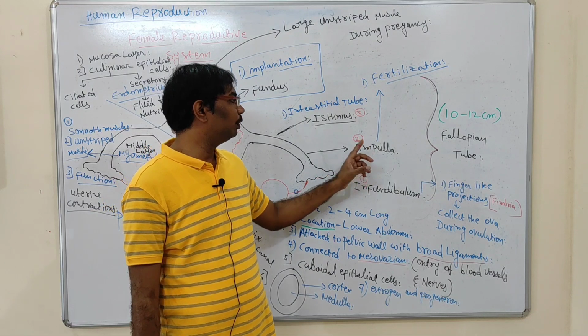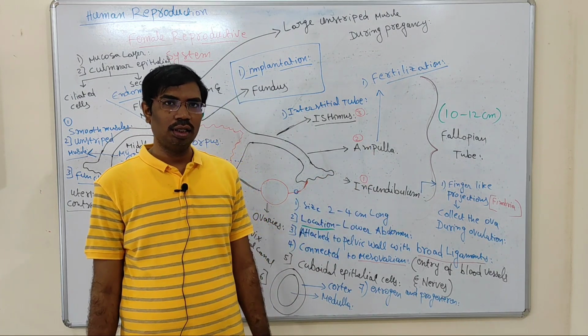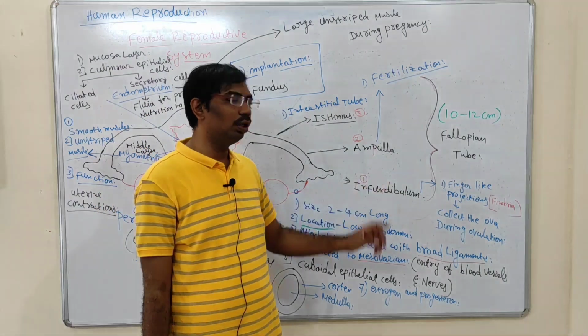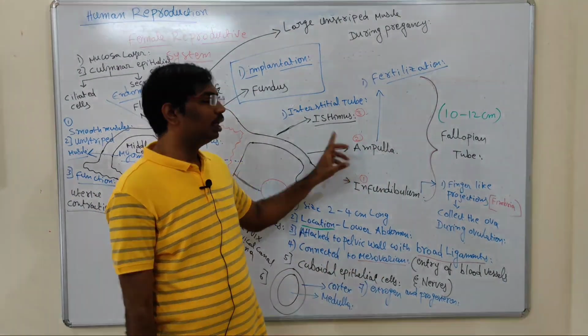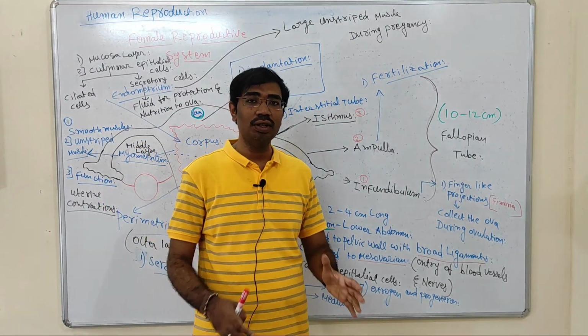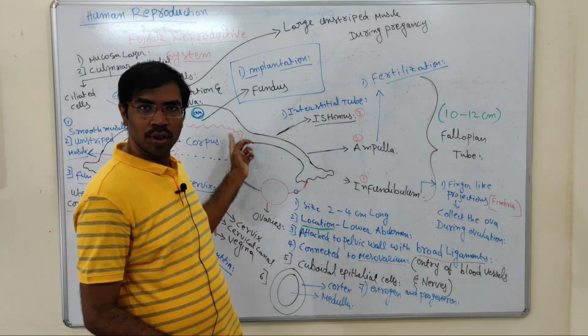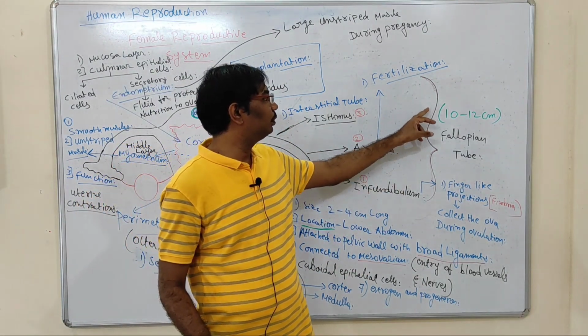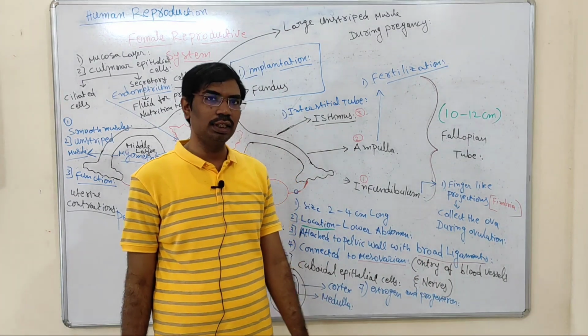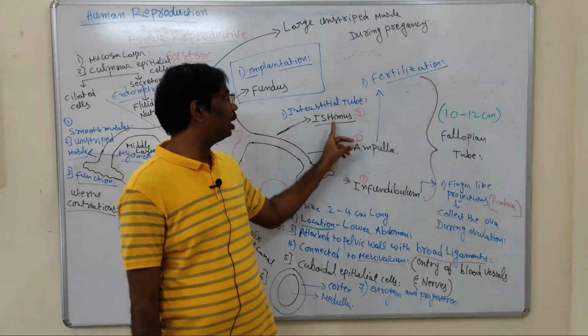The first part of the fallopian tube is the infundibulum. The second part is called the ampulla, and the ampulla is for fertilization. Then the isthmus, which is called the interstitial tube, is connected to the uterus. The length of the fallopian tube is 10 to 12 centimeters. So the three parts of the fallopian tube are the infundibulum, ampulla and isthmus.